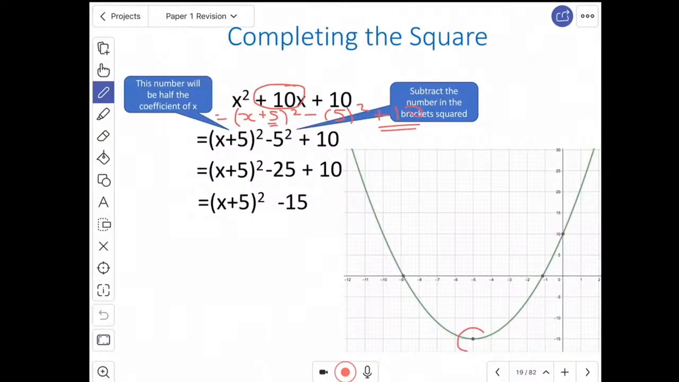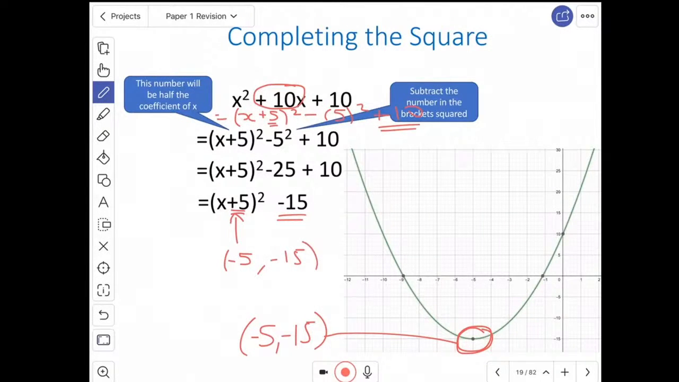It might take a few seconds to notice it, but what you'll see is that if we look at this point down here, this is the point minus 5, minus 15. And when we look back up to our completed the square quadratic expression, basically what we do is we take this number in here and change the sign, and we take this number and leave it exactly as it is, and that gives us the turning point of our graph.